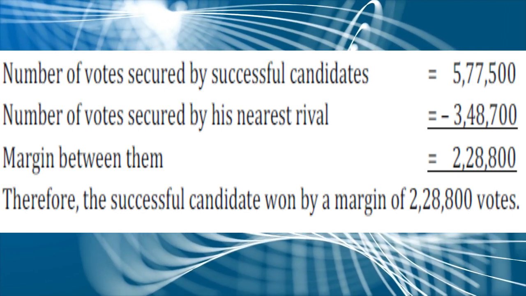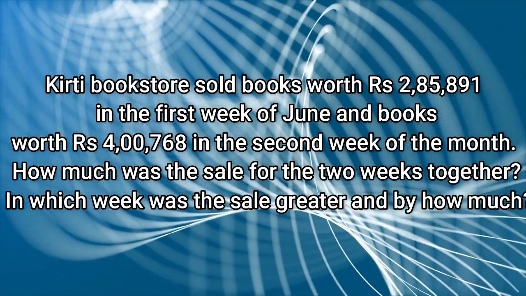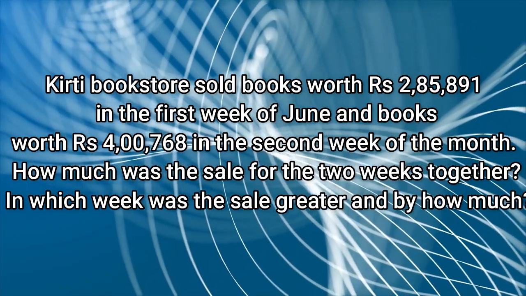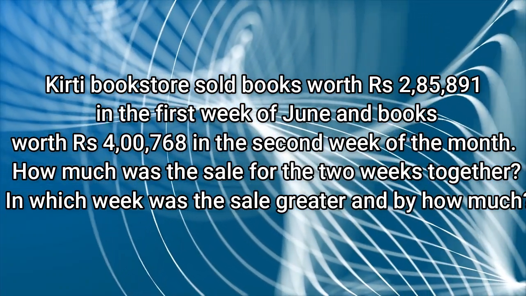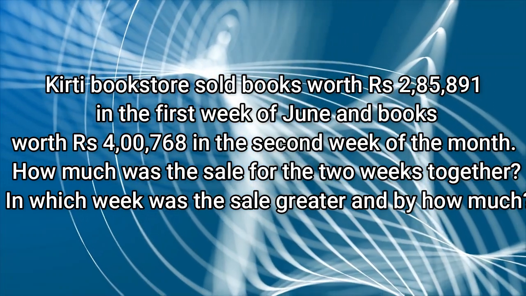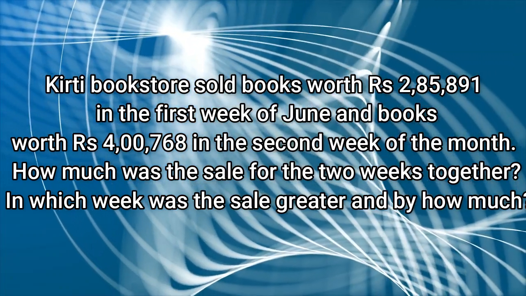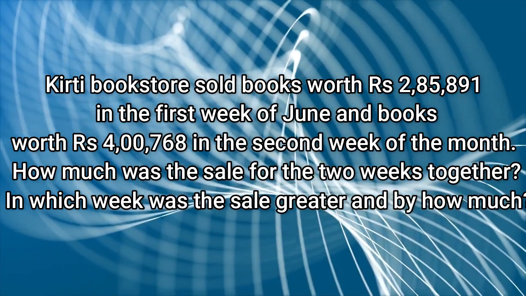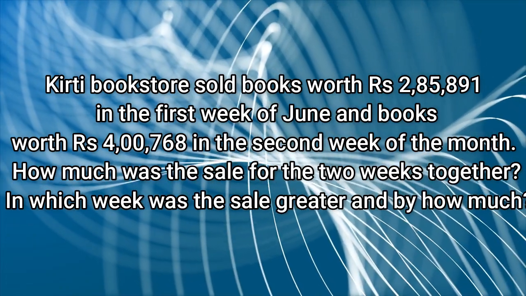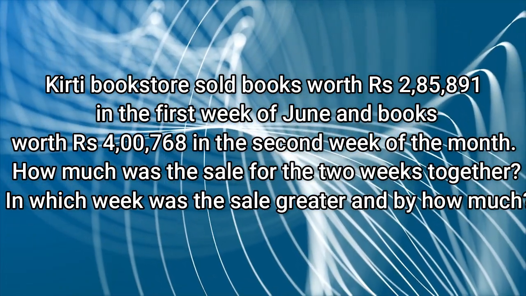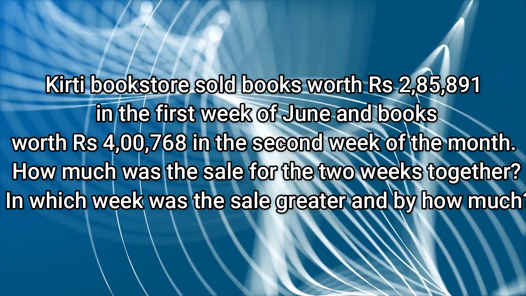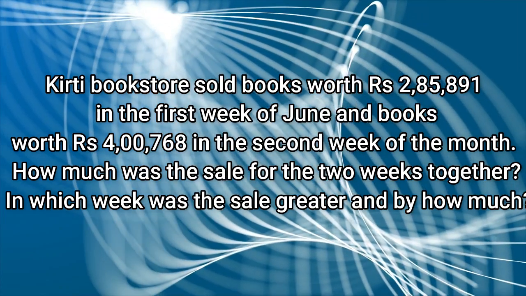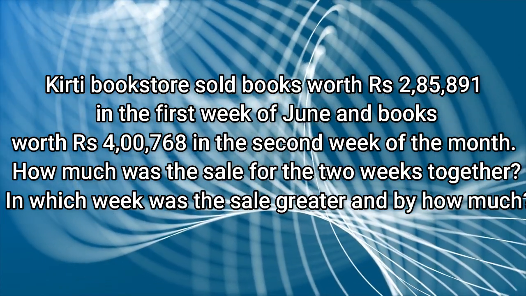Now, let us go to the fourth sum. Kirti bookstore sold books worth rupees 2,85,891 in the first week of June and books worth rupees 4,768 in the second week of the month. How much was the sale for the 2 weeks together? In which week was the sale greater and by how much?